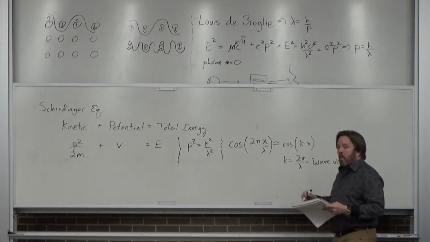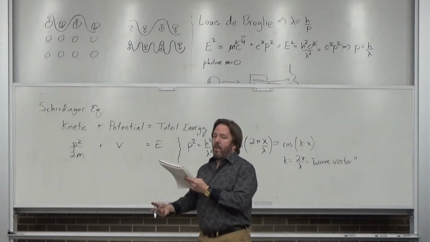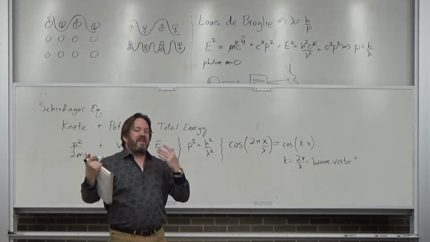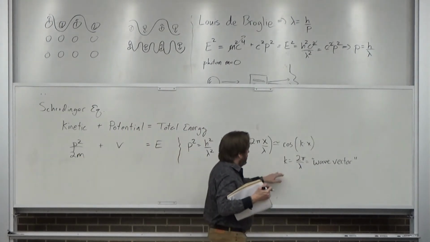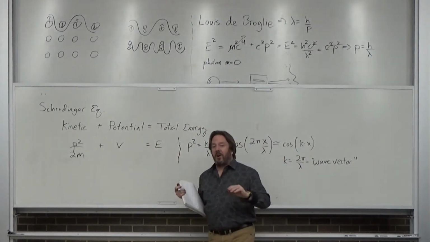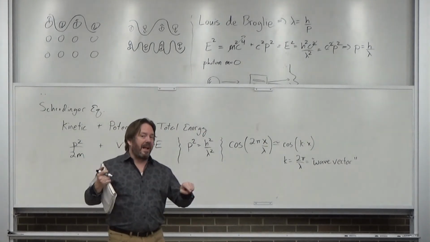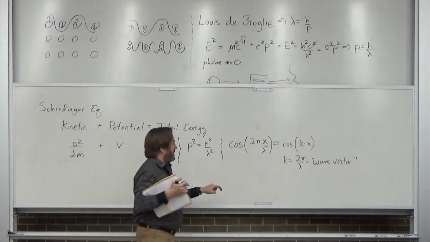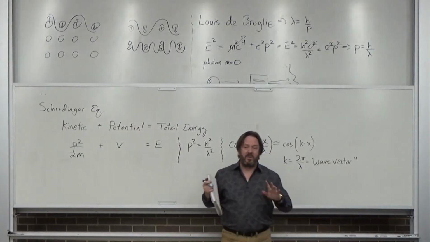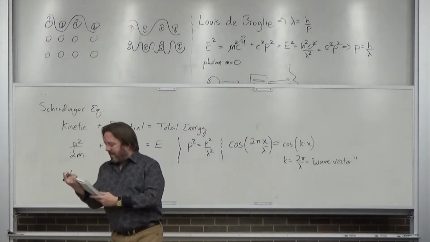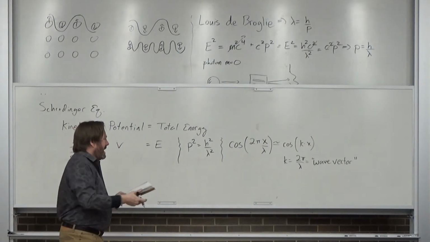This is way more important than it just appeared right now. Let me say that again. k, 2 pi over lambda, is a wave vector. It is something you are going to see every class period for the next 2 months. This is the most important thing that I've told you as of right now. So it's not hard to remember, okay?